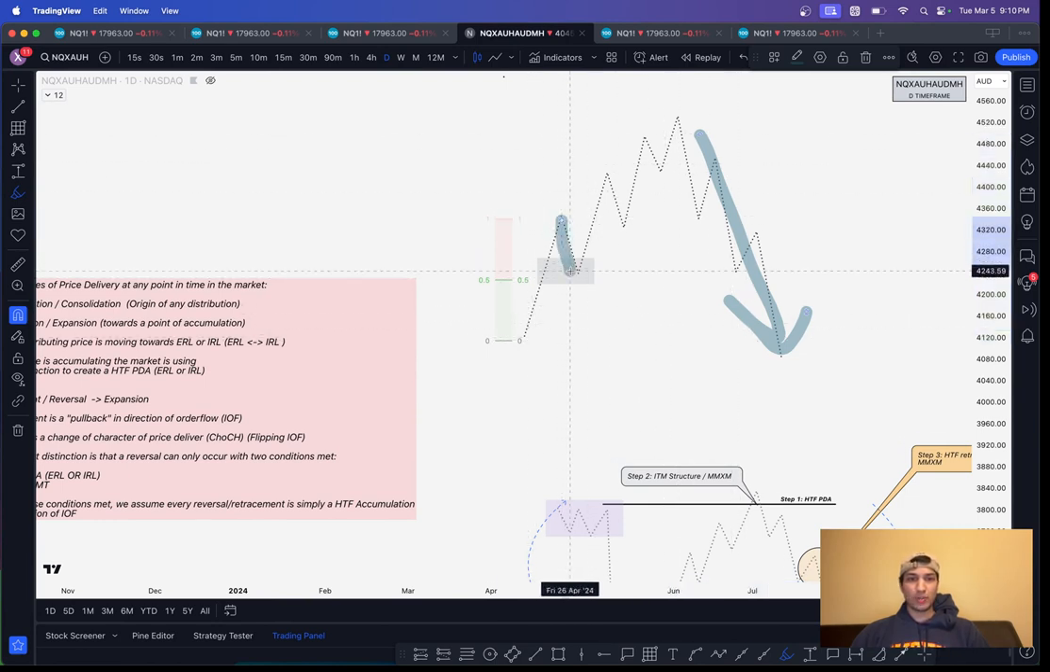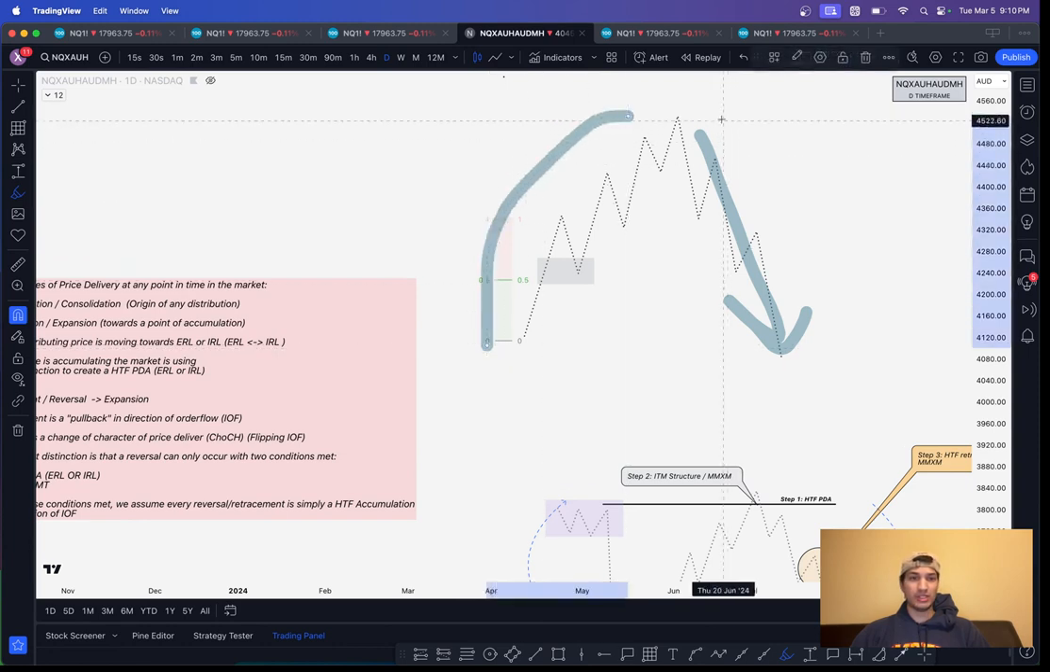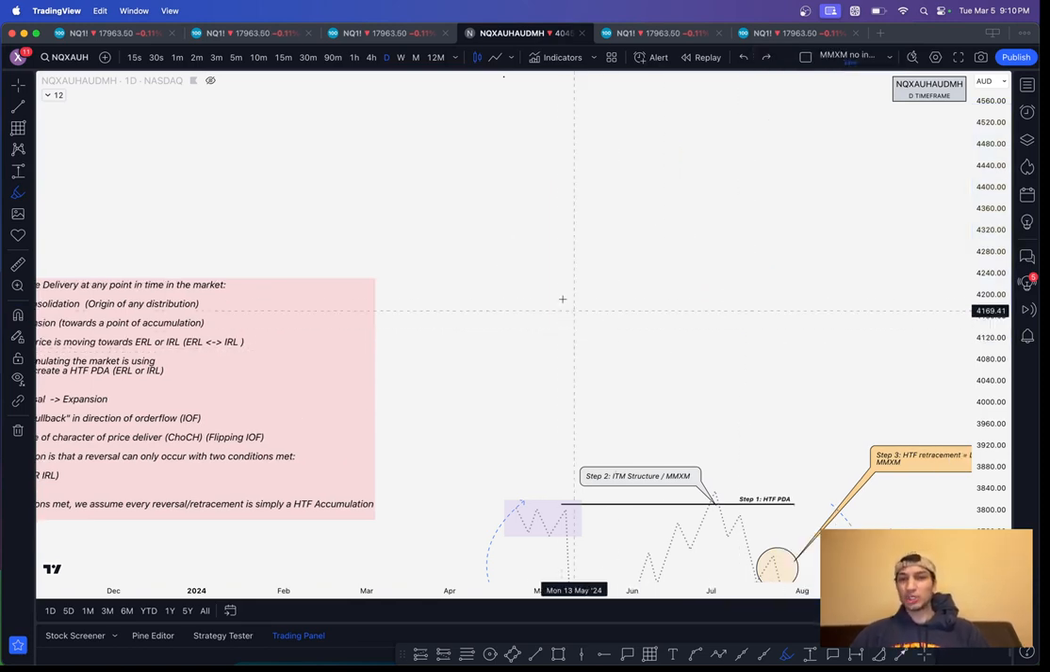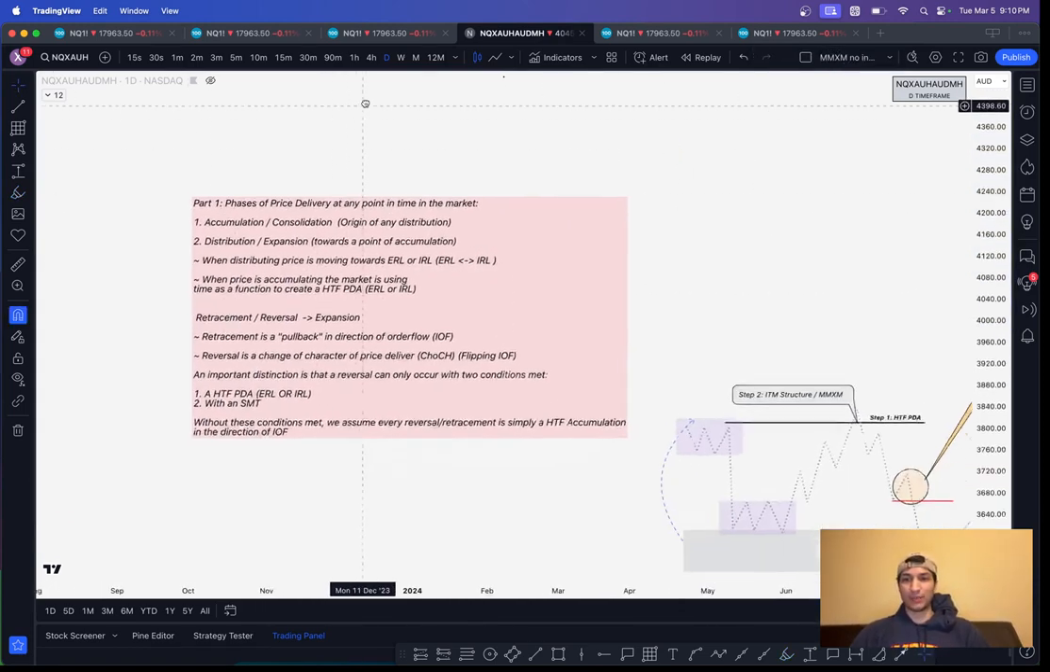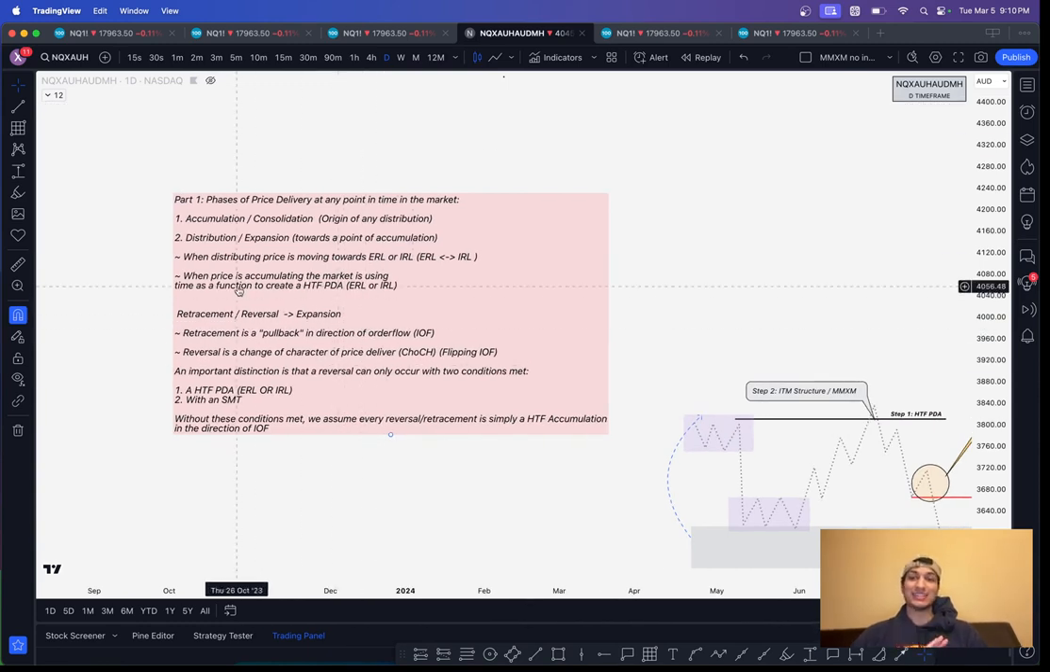Whereas each of these pullbacks or retracements are continuations in the same higher time frame order flow, which in this case is going to be bullish order flow. And then each of these levels right here is a retracement in bearish order flow. So as we can see, there are just two definitions we need to be comfortable with when it comes to expansions, and that is the difference between a retracement and a reversal, or a characteristic distribution, which is going to be expansion towards a higher time frame consolidation.